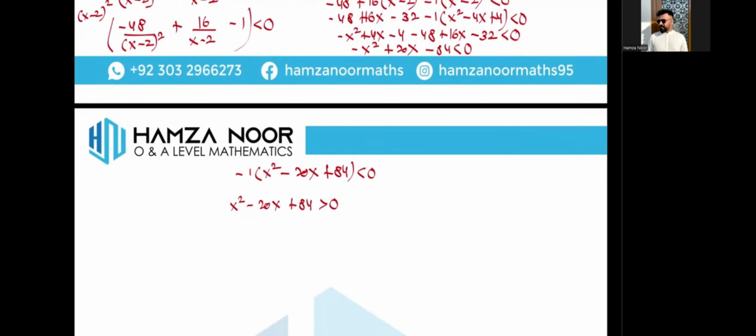So if we do factorization, after addition we need to get minus 20. So x square minus 6x minus 14x plus 84 is greater than 0. Taking x common multiplied by x minus 6, taking minus 14 as common multiplied by x minus 6, and this whole thing is greater than 0. Therefore x minus 6 multiplied by x minus 14, this is the fully factorized form, and this whole thing is greater than 0.